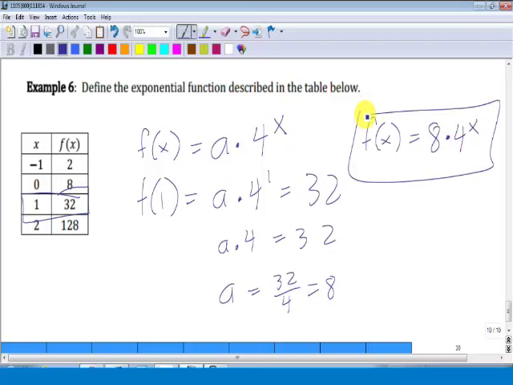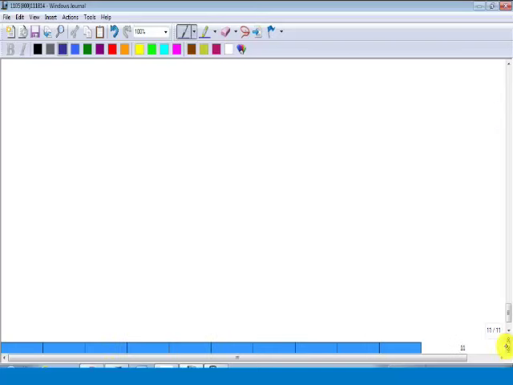Let's check it. Somebody pick a different number from -1 to 2. 2. How about 2? So check. F of 2 equals 8 times 4 to the second power. 8 times 16, is that about 128? I think that's about 128. So it checks out nicely for this exponential function.